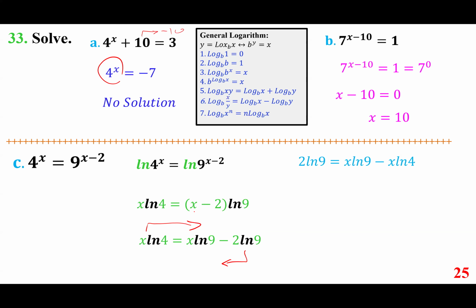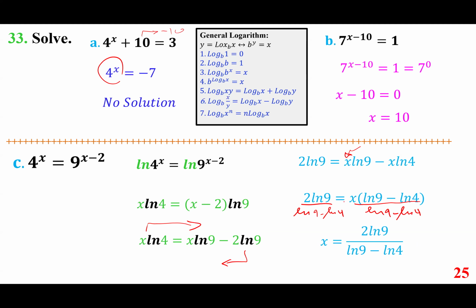On the right side, I can take the x out and I get x times ln9 minus ln4. Please understand, ln9 minus ln4, those are all numbers. So all we have to do, divide both sides by ln9 minus ln4, and we get this answer, which is an exact answer, everybody.